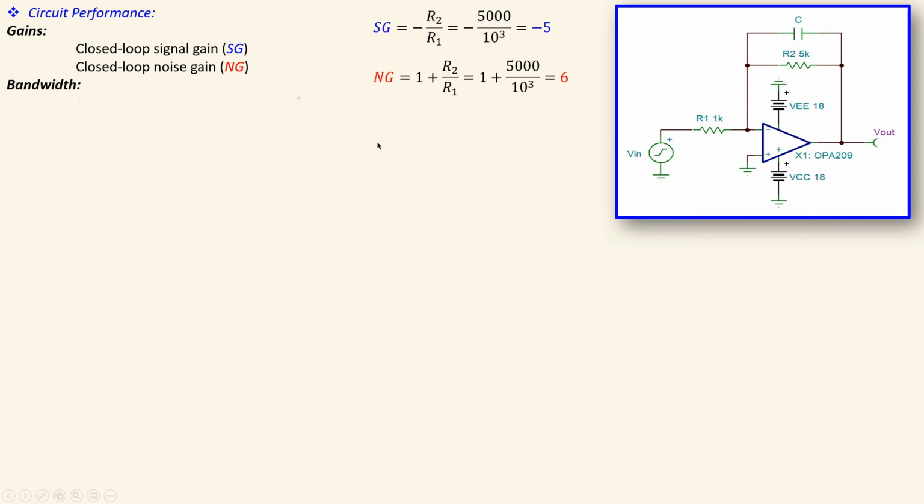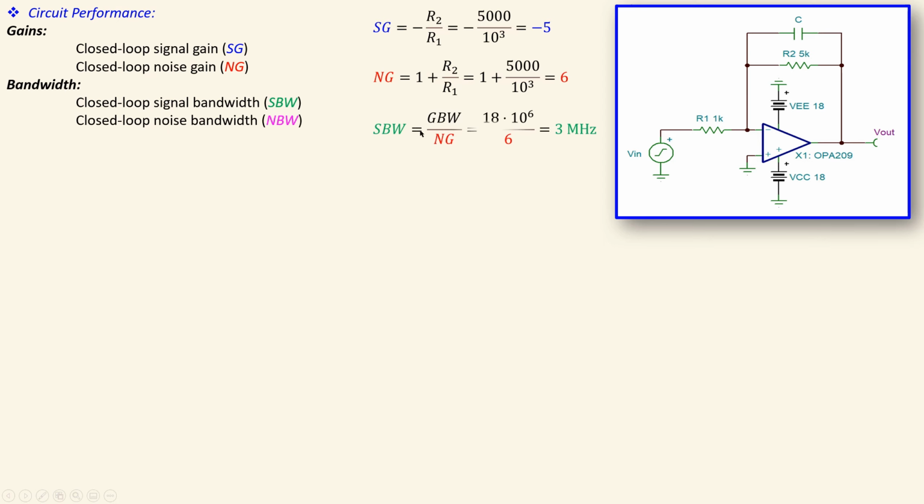Now we also have the noise and the signal bandwidth. The signal bandwidth is given by one formula, and the noise bandwidth will be given by a different formula. The signal bandwidth is calculated using this expression, where we need the gain bandwidth product of our op-amp and also the noise gain. The gain bandwidth of our op-amp was 18 MHz from the datasheet of the OPA209, and the noise gain for this circuit specifically, we have seen, is 6. So if you calculate this, you will have 3 MHz.